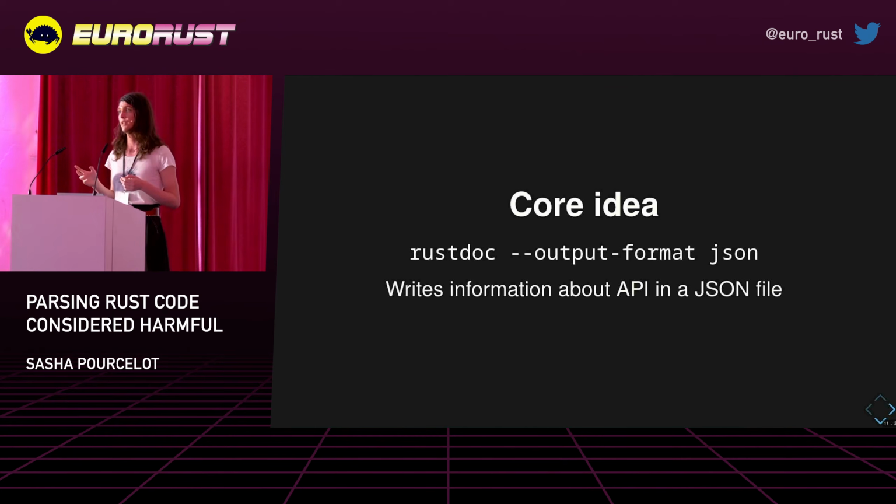The idea is that rustdoc has a custom flag called output format, which allows us to tweak what files it will generate in the end. By default, it generates a bunch of HTML pages, but we can tell it to just output a JSON file. And this is great because a JSON file is easy to understand and to reason with.